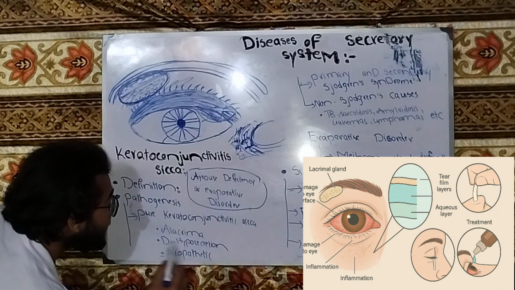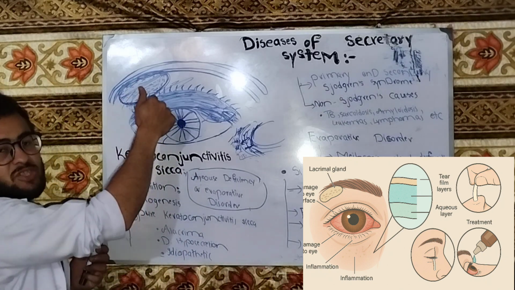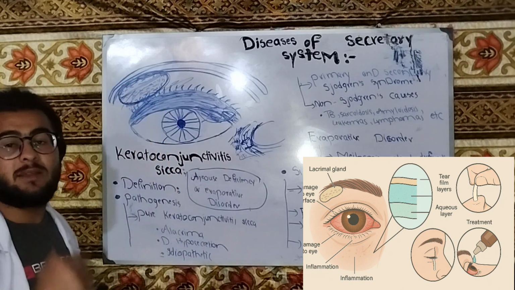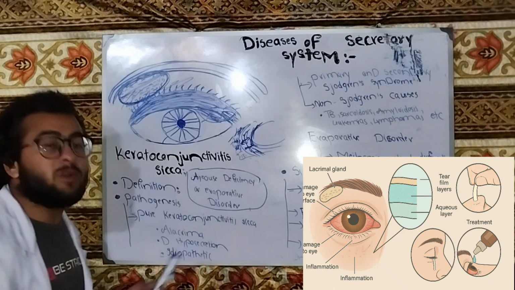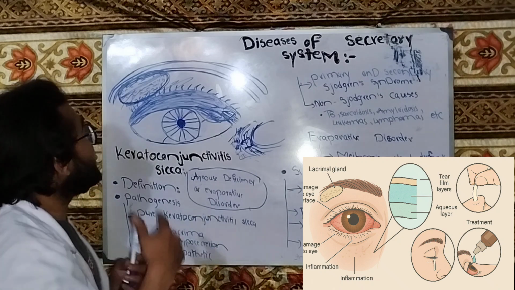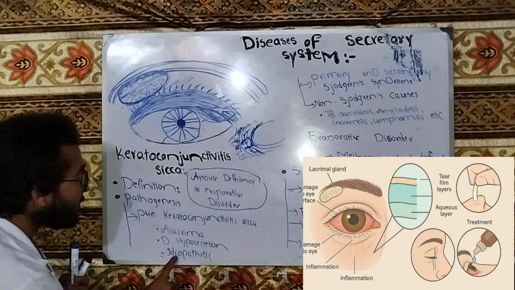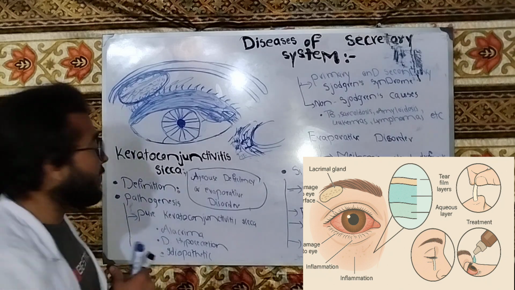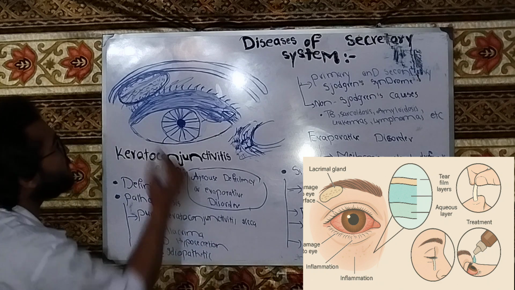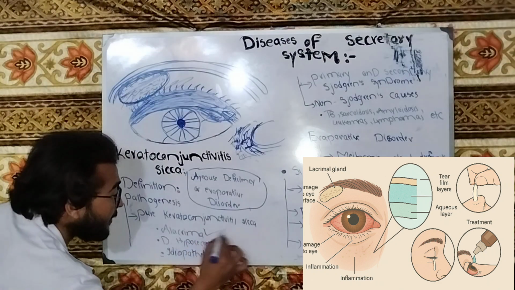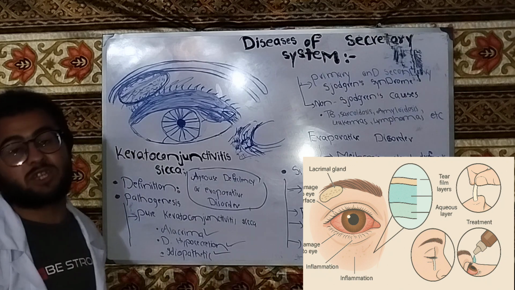The second is denervation hyposecretion. When the lacrimal nerve is damaged, the secretion will be reduced. And the third condition is idiopathic, we don't know why the lacrimal gland is insufficiently producing the aqueous part. So this is pure Keratoconjunctivitis Sicca. The only problem is with the lacrimal gland. It can be alacrima, denervation hyposecretion, or idiopathic hyposecretion.